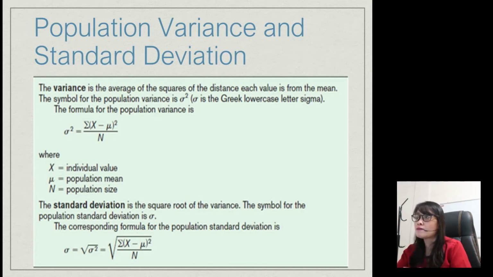X refers to the individual value or individual data that we have. Mu refers to the population mean. N refers to the population size. Then the standard deviation is the square root of your variance. So the symbol is this one, so try to familiarize yourself with the symbol: the square root of the summation of (x minus mu) squared over n. So that's for population variance and standard deviation.